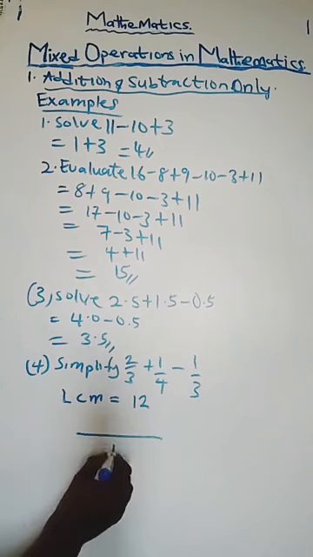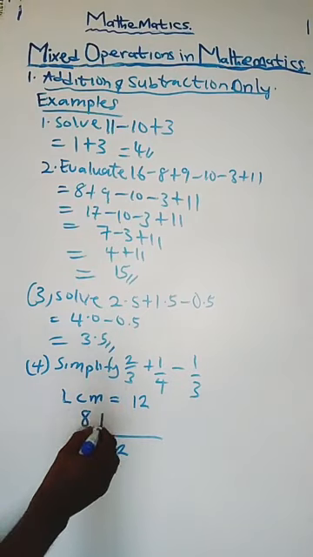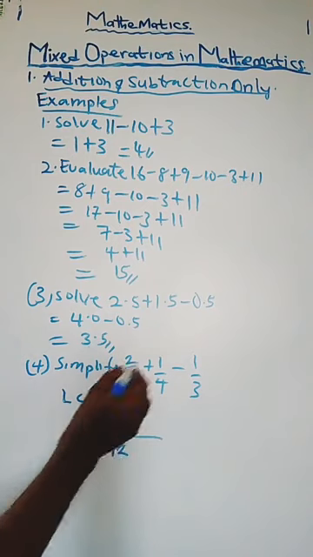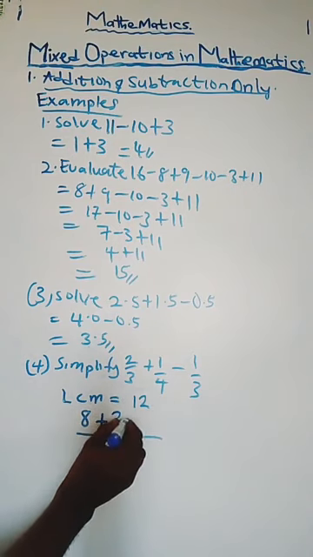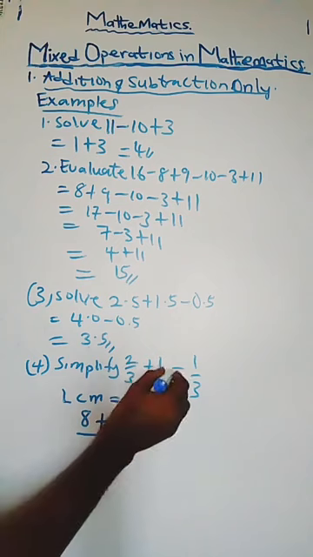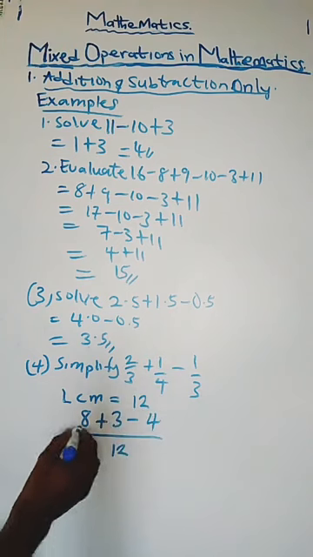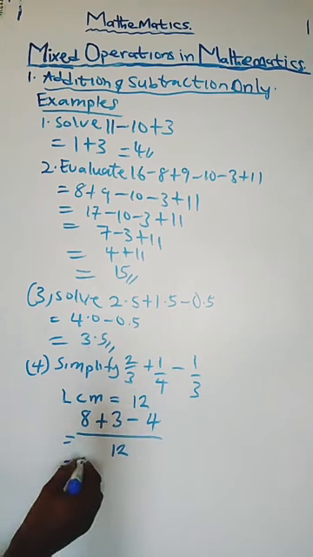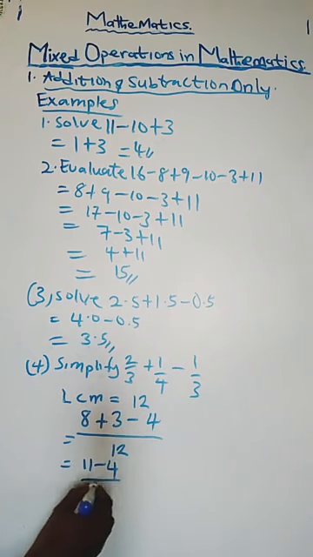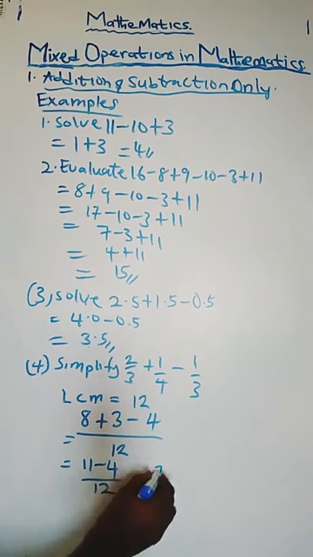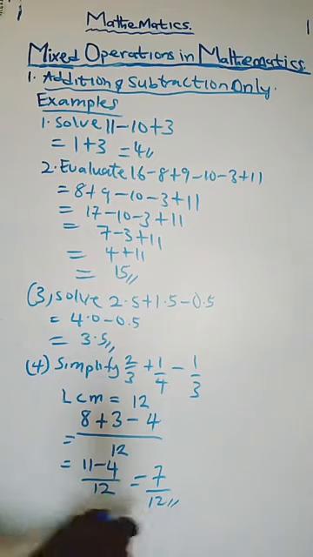So we have 12. 3 in 12, 4. 4 times 2, 8. Plus 4 in 12, 3. 3 times 1, 3. Minus 3 in 12, 4. 4 times 1, 4. As usual, you solve from left to right. 8 plus 3, 11, minus 4 over 12. And 11 minus 4, that is 7 over 12. So that is this rule.